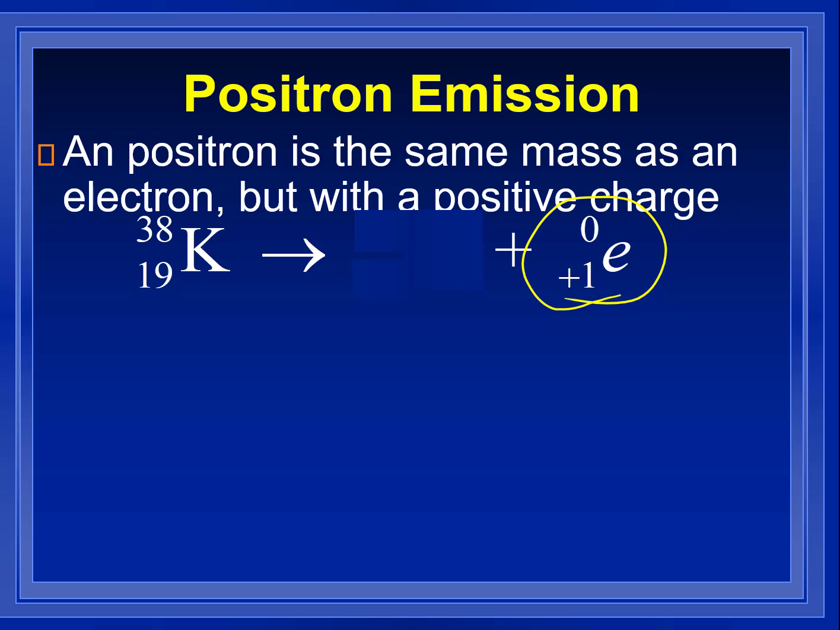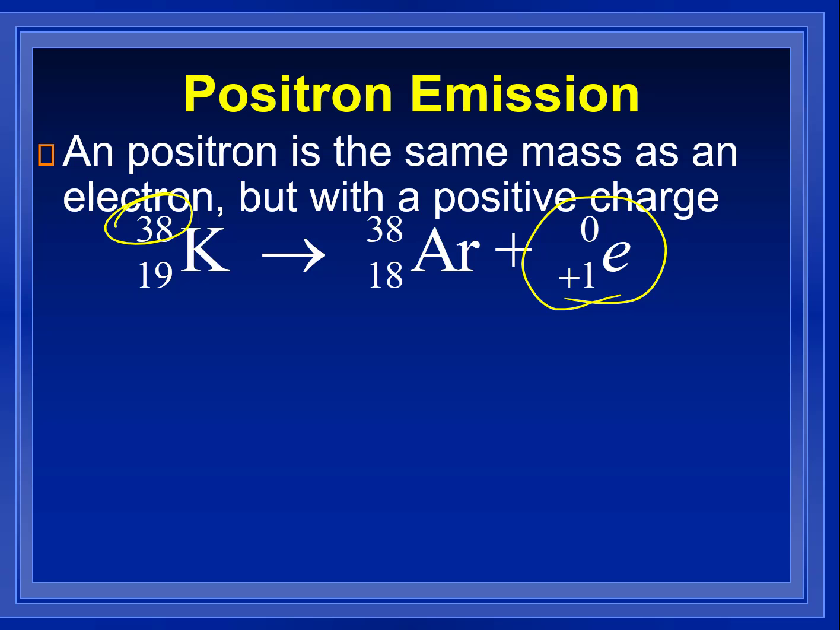See how it's different from the beta? The big difference is it's got a positive number on the bottom instead of a negative number. So what number is going to go on top? It's got to be 38, right? Because the numbers up top have to be the same. This one's 38, the other side has to add up to 38. What plus 0 is 38? What's the bottom number going to be? What plus 1 equals 19? That's 18. And since it's number 18, that tells me it's argon.